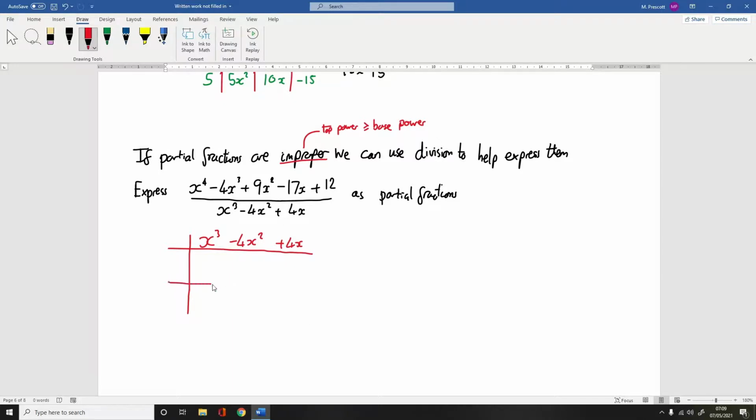I think we're only going to need 2 rows this time because we're only going up to x to the power of 4. So let's get cracking. We want x to the 4. That means this is x. This is minus 4x cubed. This is 4x squared. That took me a lot longer than I thought it was going to.